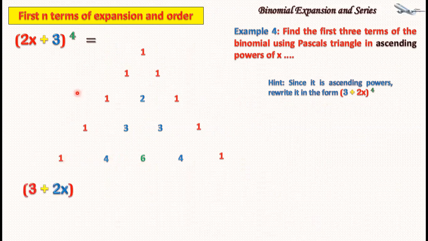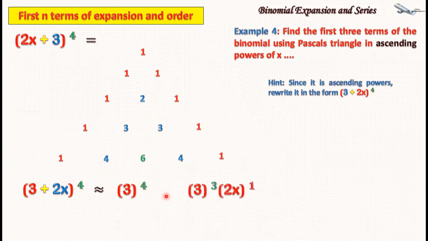So this is going to give me 3 plus 2x to the power 4 to be approximately equal to, because I need just the first 3 terms, the first term: 3 to the power 4. Now the next one should be 3 to the power 3, the power reduces by 1, and then 2x to the power 1. 3 to the power 3, 2x to the power 1. And the last term, because I need just the first 3, should be 3 to the power 2 and 2x to the power 2, right?